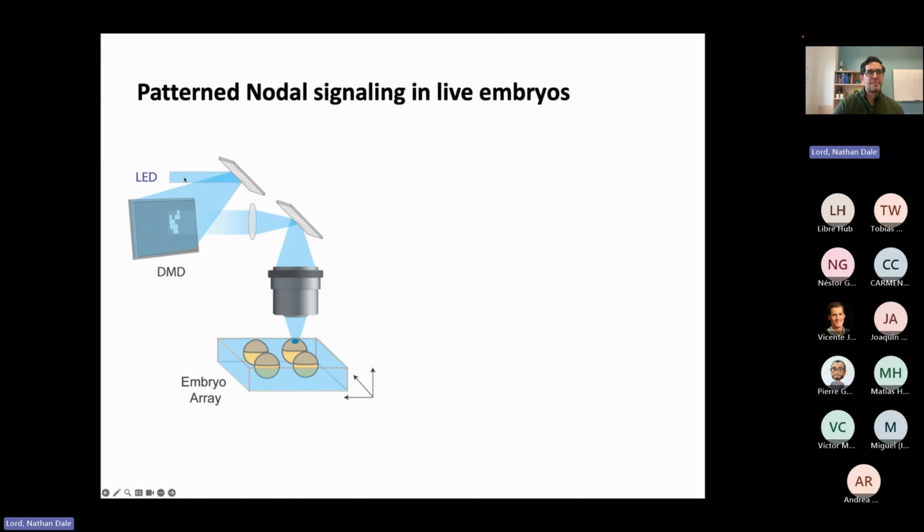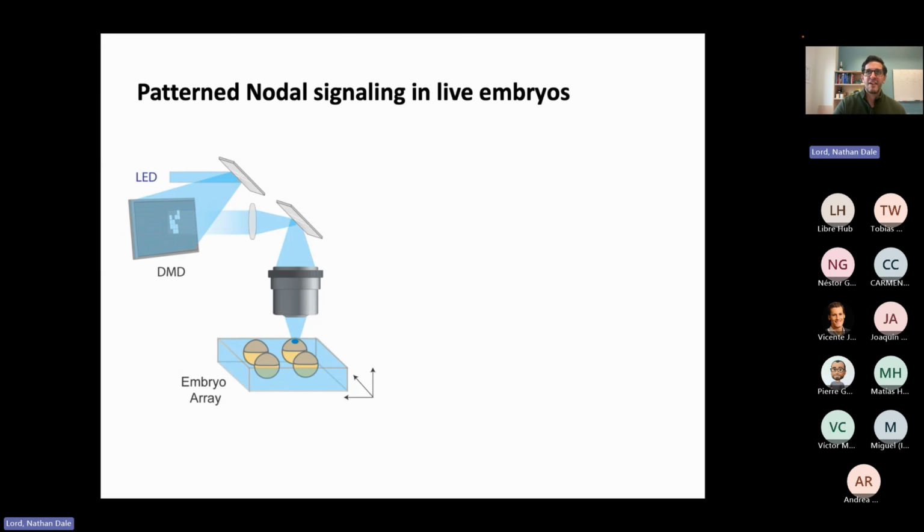For the patterning, the basic idea is that we take a bank of LEDs and bounce light off of the face of a digital micromirror device, which consists of an array of individually addressable mirrors, each of which you can think of as a pixel. Then we turn on the pixels that we want to create an image, and that image is shrunk down to the size of an embryo, or more specifically to the size of several embryos, so that we can put signaling wherever we want it.